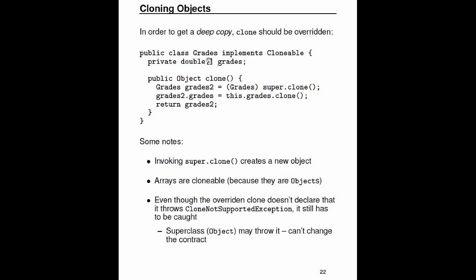If you want a deep copy, you need to override clone and implement it yourself. So let's say I have a class called Grades that has an array of doubles. It implements Cloneable, and I want to have a deep clone of this object. So what I do is I call super.clone, which makes a shallow copy, and then I copy the fields that I want to be copied in the deep copy. So I basically clone the grades field, and I return that one. Note that arrays are cloneable because they are objects.